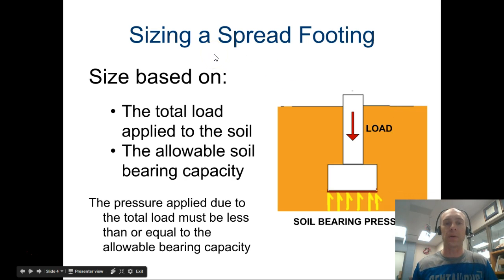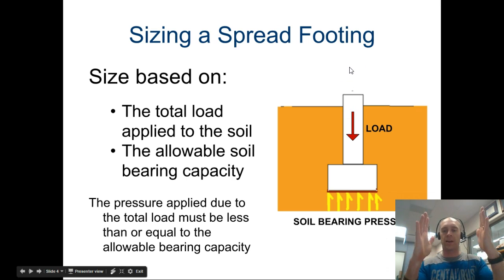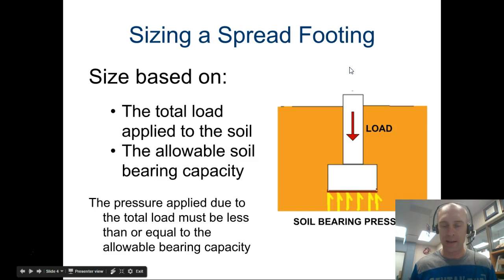So what we need to do is size the spread footing, and it's based on two things: the total load applied to the soil, the downward thing, and the allowable soil bearing capacity, this upward thing. The pressure applied due to total load has to be less than or equal to the soil bearing pressure, and I would say generally less than. You don't really want the downward load to be exactly equal to the upward, because any additional load applied to this is going to sink into the ground, and nothing's going to push it back up. You're just going to have footings that are off kilter, which is bad.